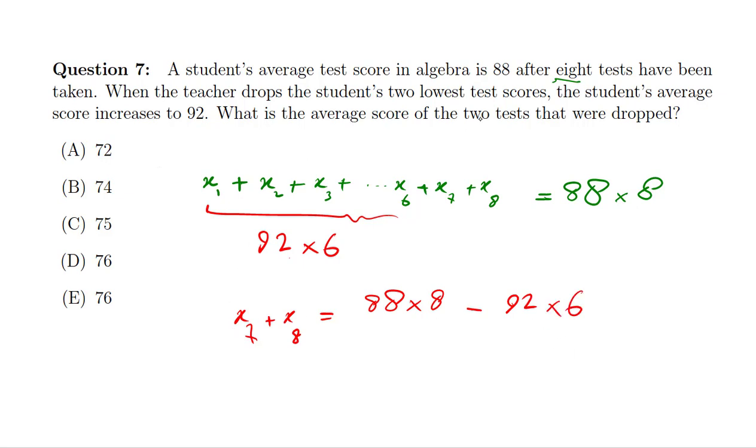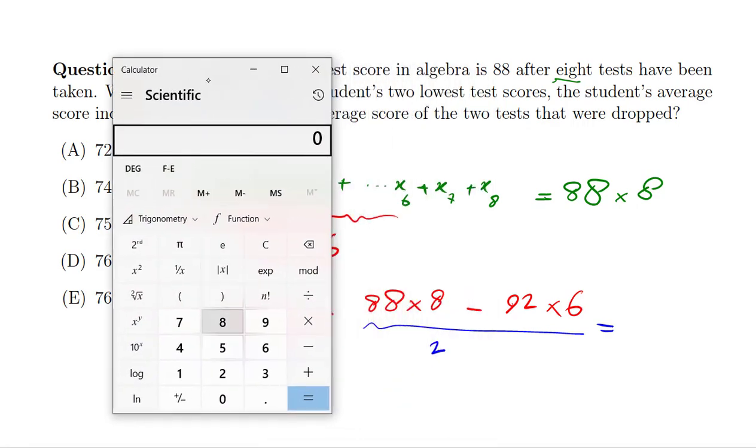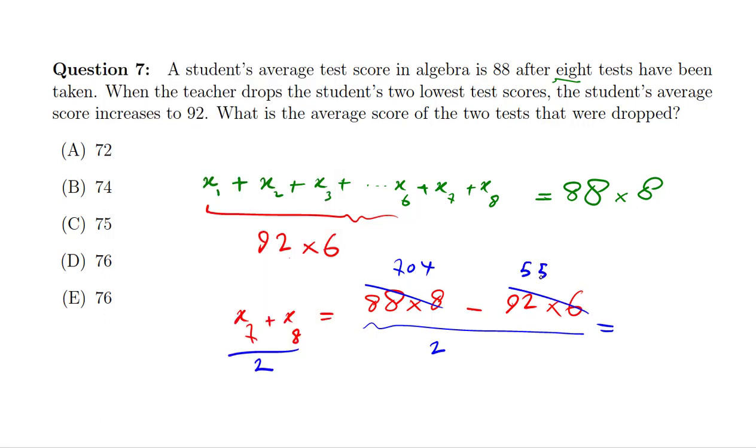But the question asks about the average of these two scores. So you should sum these two up, x7 and x8, and divide by 2. Now, that's the easiest thing you can do by calculator. So 88 multiplied by 8 is 704. 92 multiplied by 6 is 552.